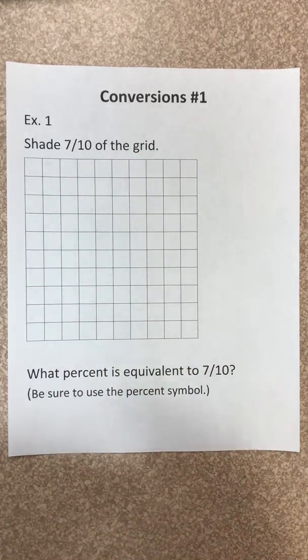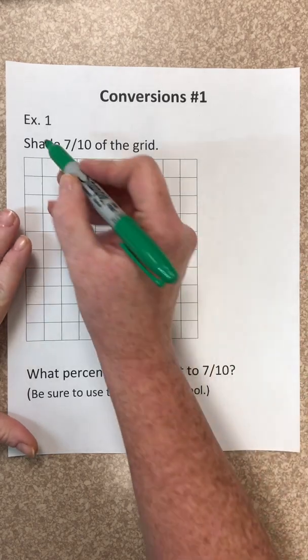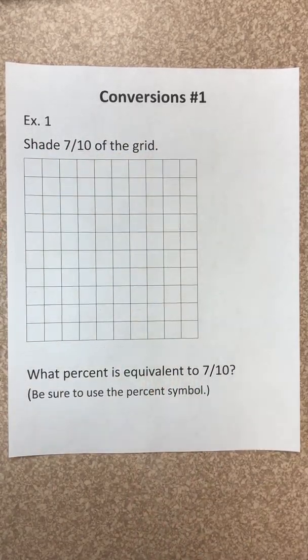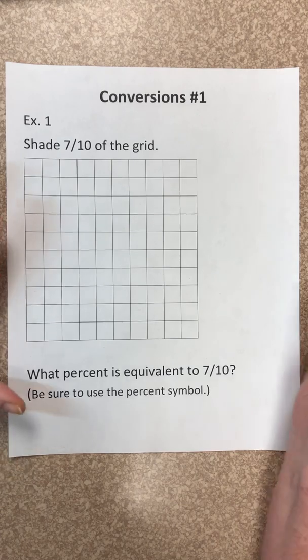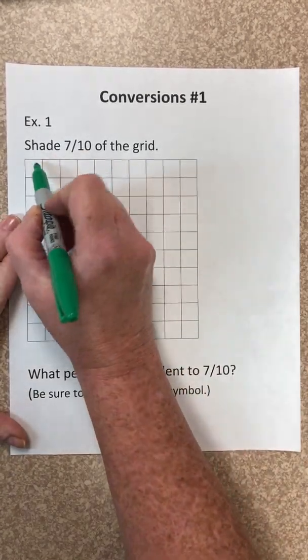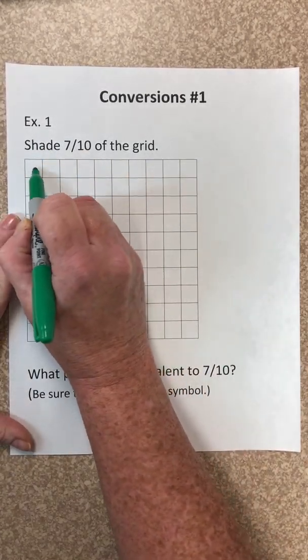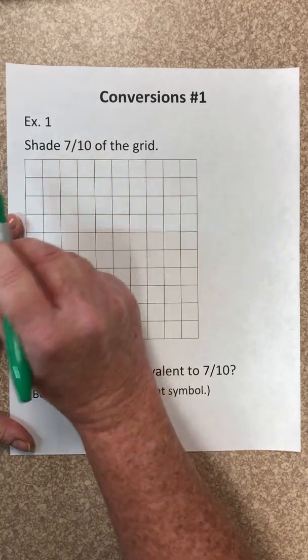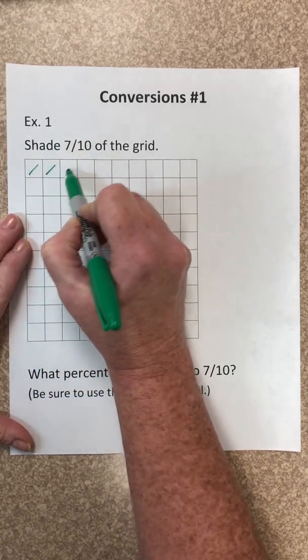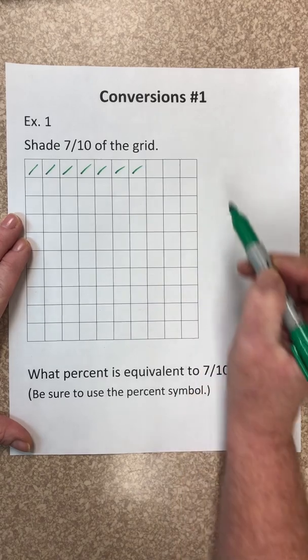Now, you can shade these going across if you like. You can shade going down if you like. I think I'm going to go across for this. And when you're on IXL, you're just going to click and drag across or down, and that will shade for you. So I don't plan on shading these in perfectly. So I'm going to start here in the upper left corner, and I need to get 7 out of 10. So that's 1, 2, 3, 4, 5, 6, 7.